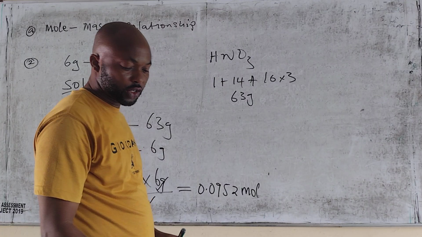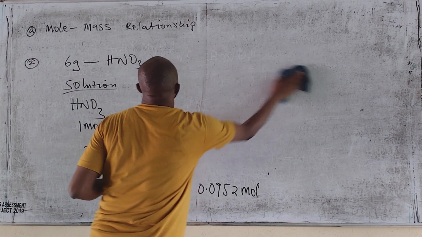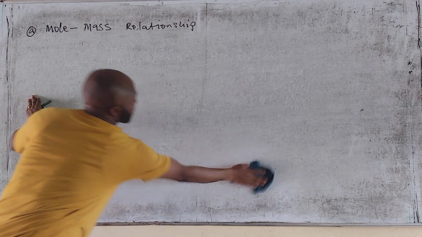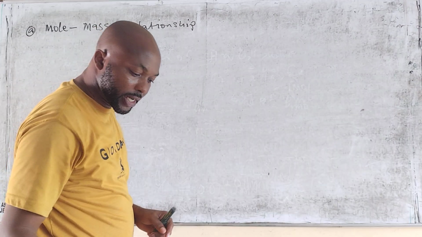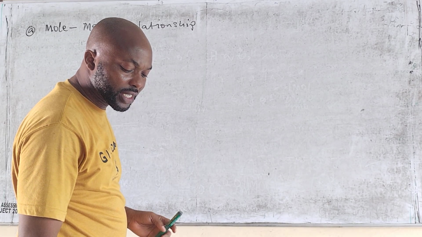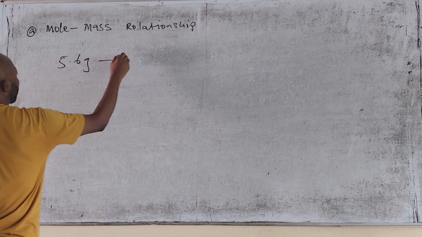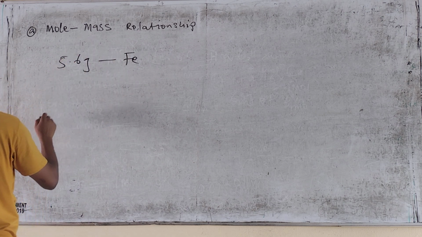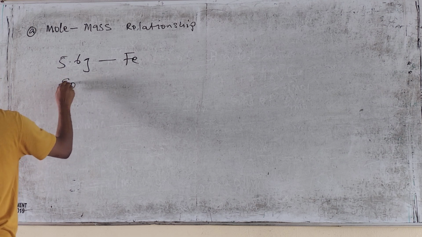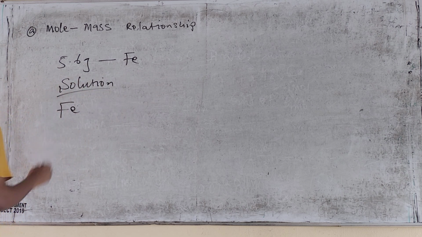So let's take the third question. The third question says, calculate the number of moles in 5.6 grams of iron. I should calculate the number of moles. I have my iron here.